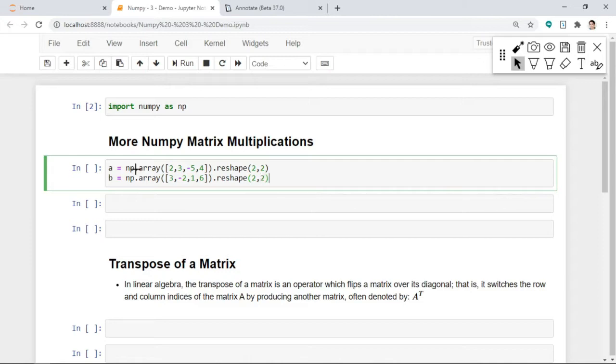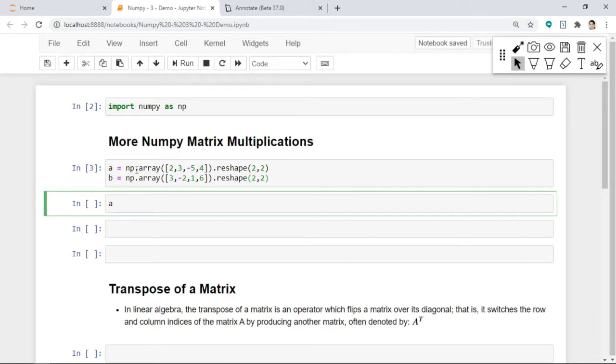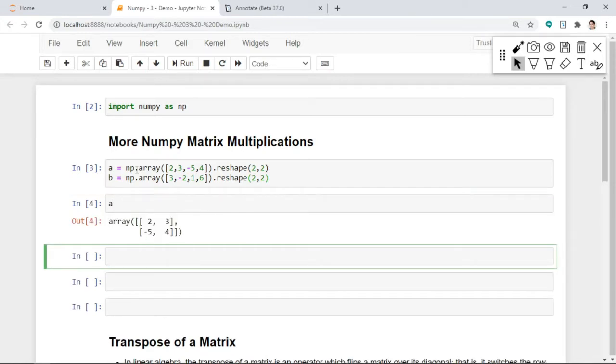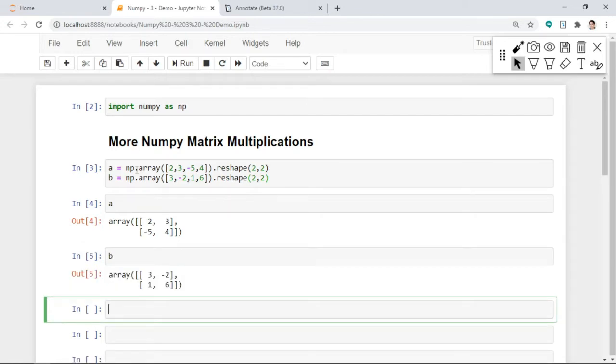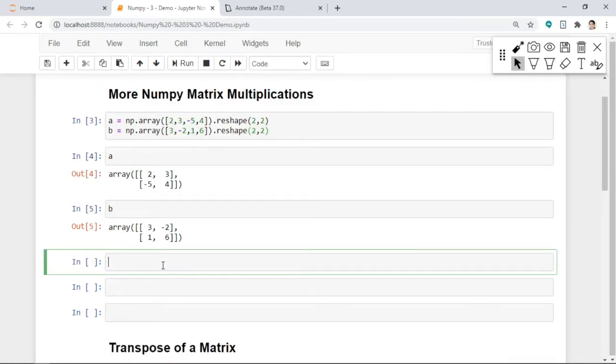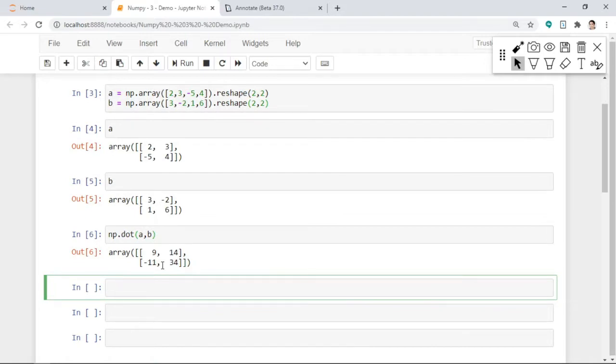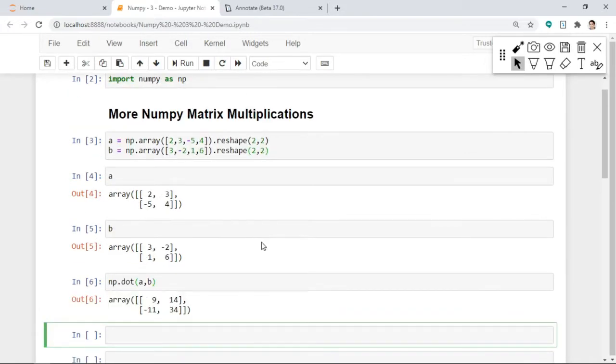So let me press Alt Enter. This is the A: 2, 3, -5, 4. This is the B: 3, -2, 1, 6. Although we can automatically get the answer here, I want to explain how we derive this 9, 14, 11, and 34. Again, this time I will use annotate.net.